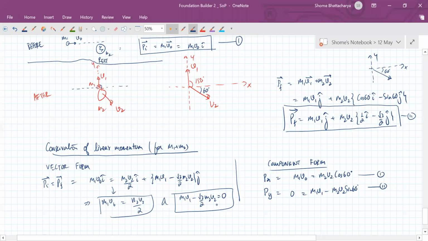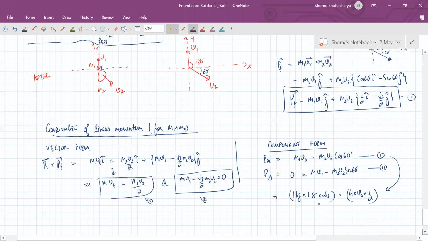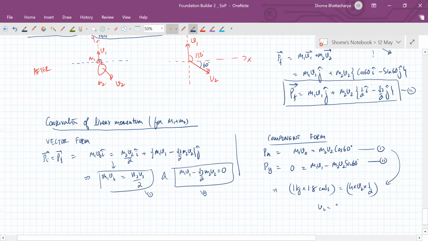Okay. So that's the same as equations 1 and 2. So basically solving, we'll get 1 kg into 1.8 centimeters per second is equal to 4 kg into v2 into cos 60, which is half. This is what we'll get by solving the first equations. So from this we will get v2 as 0.9 centimeter per second.